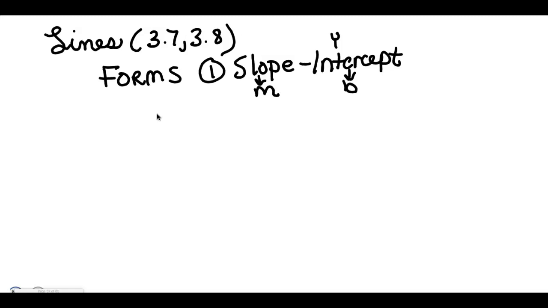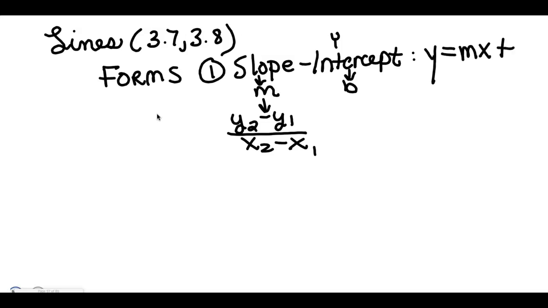And then maybe below slope, you might want to put how you get it if you don't have it. If you know the slope is 3, well then the slope is 3. But if you don't have it given, remember we do y2 minus y1 over x2 minus x1. And then slope-intercept form is y equals mx plus b.